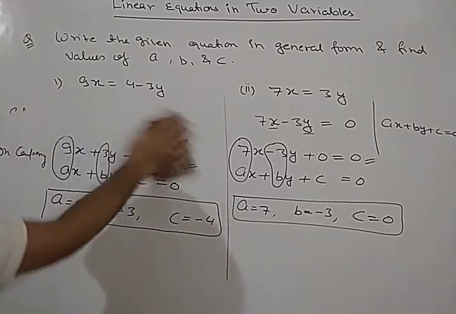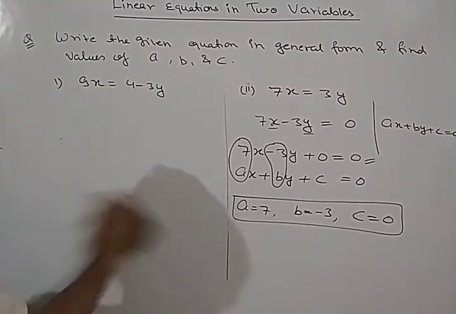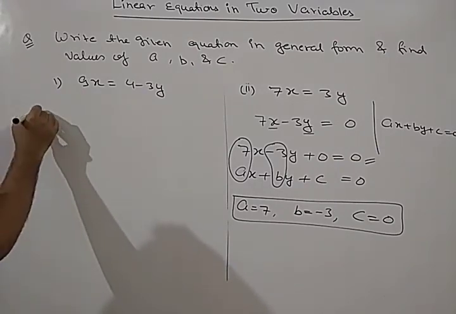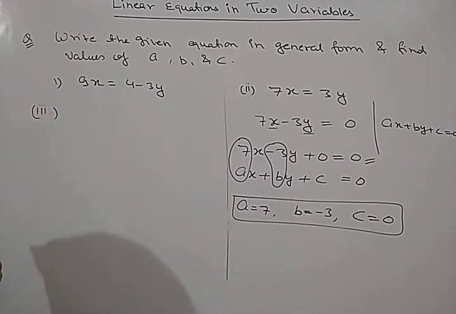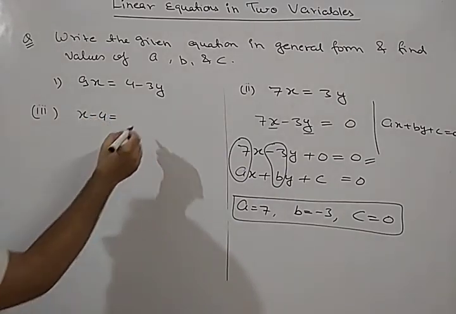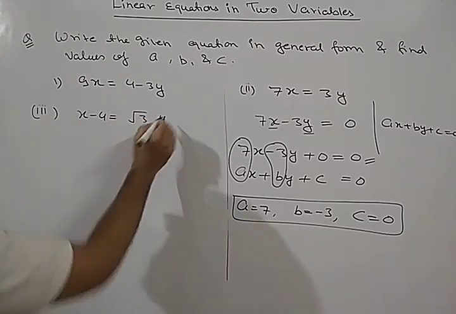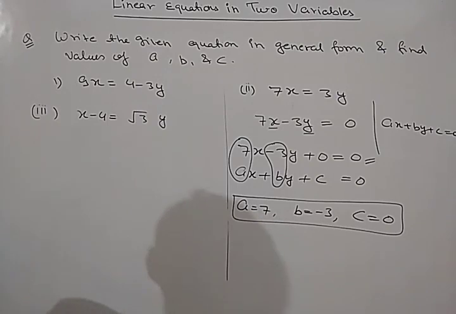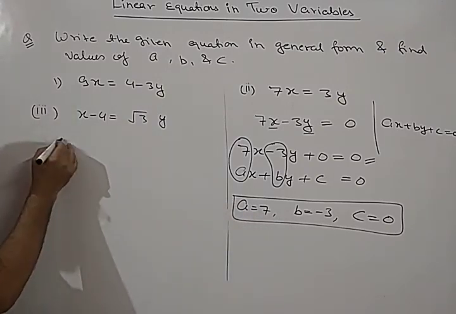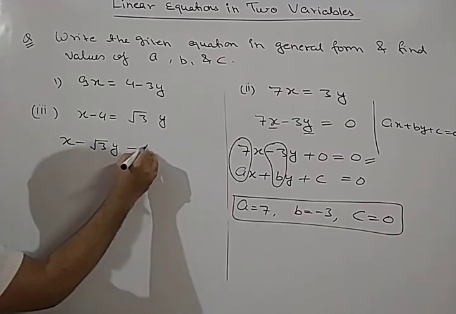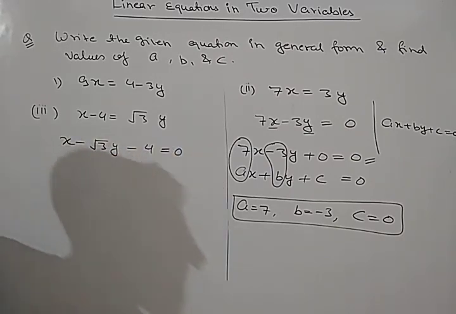Now let us take one more part, the third part of the same question. Now we are given x minus 4 is equal to root 3 y. Again we have to solve the same question. We can take this root 3 y to the left hand side, then we will get x minus root 3 y minus 4 is equal to 0.